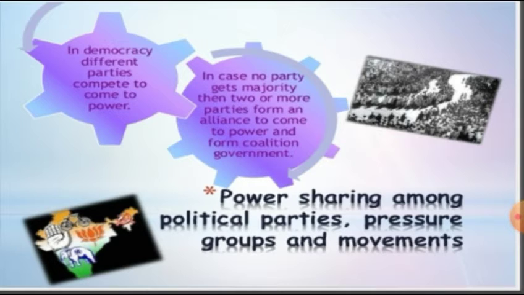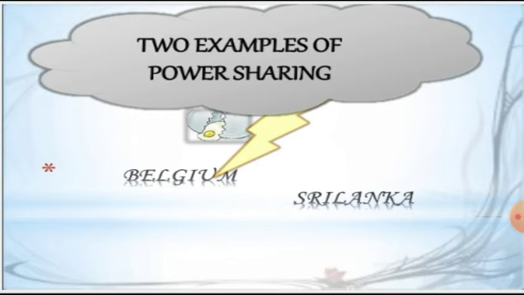What is there? Let us see. In a democracy, different parties compete to come to power. In case no party gets a majority, then two or more parties form an alliance to come to power and form a coalition government.